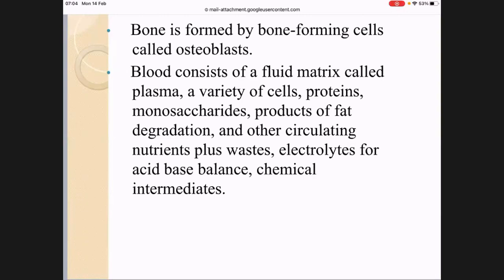You know, when there's a fracture or damage to bone, the bone is already formed and it has damage. So osteoclast cells are involved in this remodeling of bone. Forming the bone is osteoblast, involved in repairing; remodeling is osteoclast cells. Okay, different cells. Blood consists of a fluid matrix.